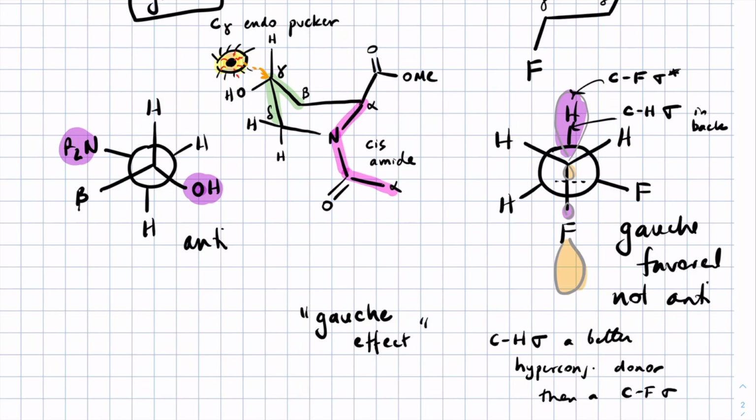Yeah? So I understand why the carbon-hydrogen bond would be more likely to hyperconjugate with the antibonding orbital. But why is that better? Why is that a favorable thing? The antibonding orbital. Good. Let's talk about that.